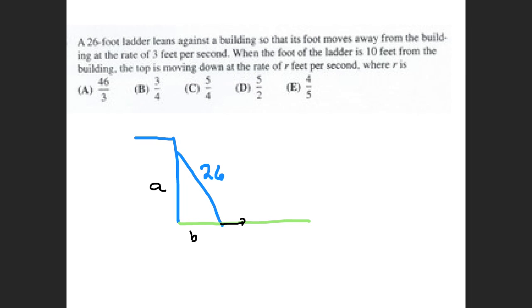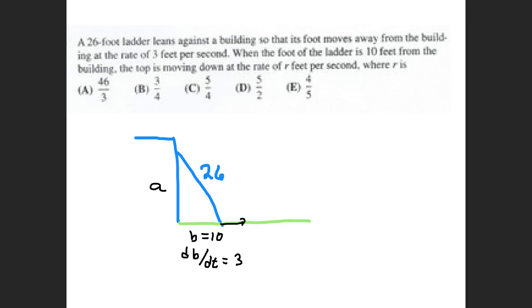So what did they just give me? Well, they just gave me dB/dt, and that is equal to 3 because it says it is moving away from the building at a rate of 3 feet per second. So I know the rate at which that is moving away from the building. When the foot of the ladder is 10 feet from the building, so now they just gave me B. They told me that B is equal to 10.